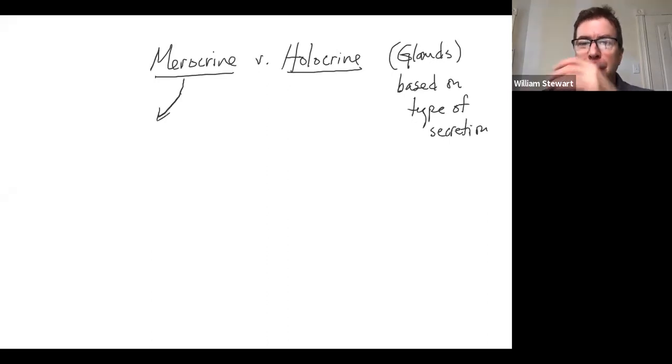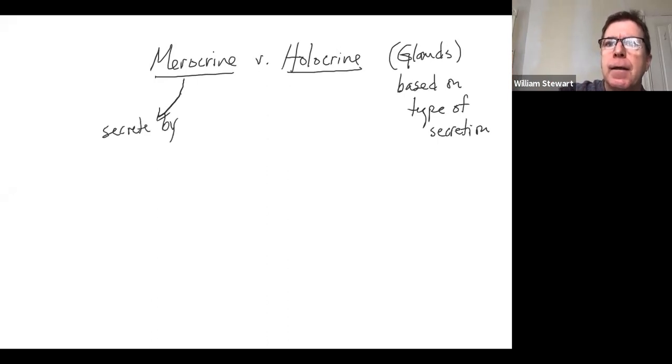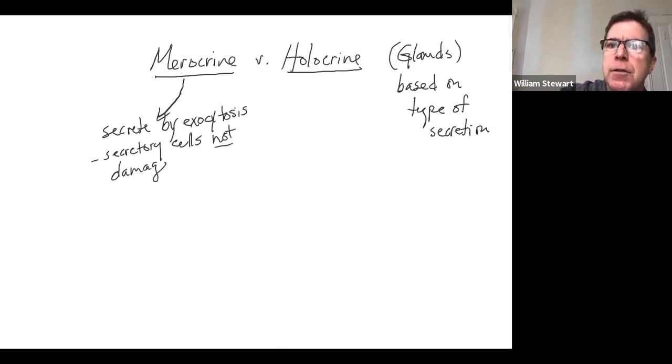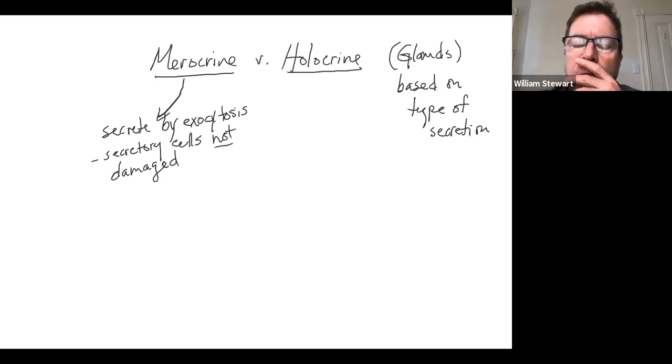Merocrine glands, by definition, secrete by exocytosis, and the secretory cells are not damaged in the process of secretion. So in merocrine glands, the secretory cells can keep secreting whatever fluid or whatever product they're secreting for the life of the cell.